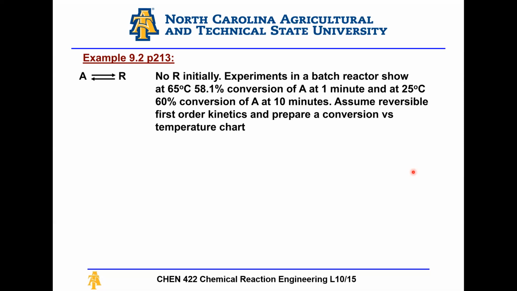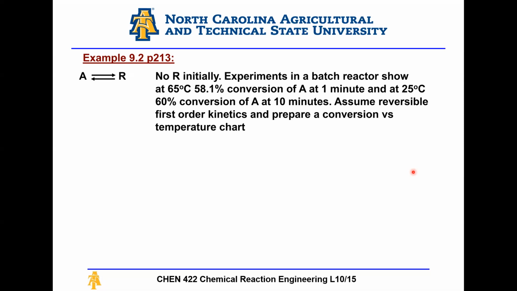Okay, so I'm given some information. I'm given temperature, conversion, time: 65, 58, 1, and then 25, 60, 10. Given two pieces of information. You're being told it's reversible first order kinetics, and you need to prepare basically an XA versus T plot similar to what you've seen before.